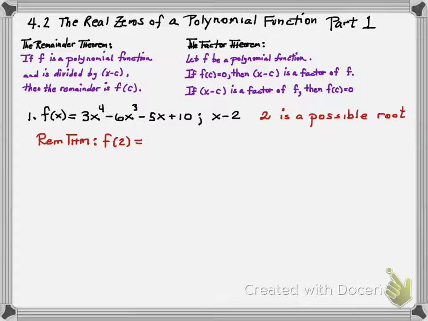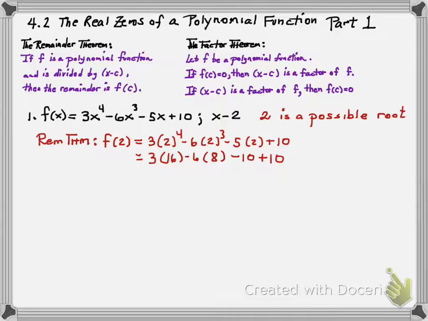All right, so f of 2 equals 3 times 2 to the fourth minus 6 times 2 cubed minus 5 times 2 plus 10, all right? If we work this out, this is 3 times 16, right, minus 6 times 8 minus 10 plus 10. All right, so this is nice. These 10s go away. And here we're left with 3 times 16, that's 48, minus, and then 6 times 8 is also 48.